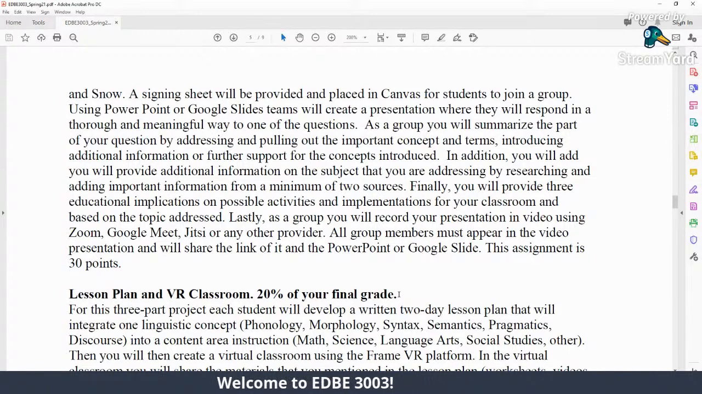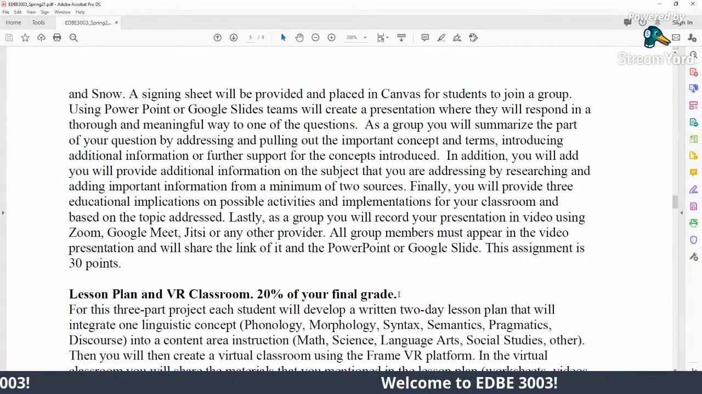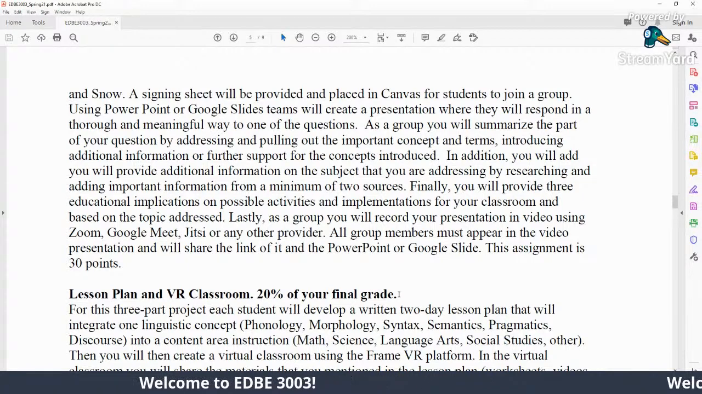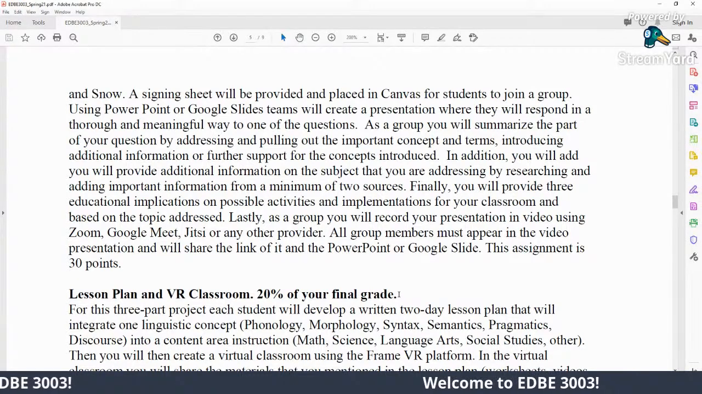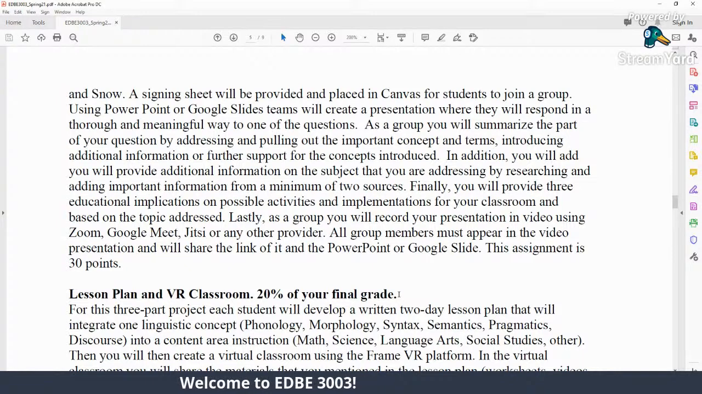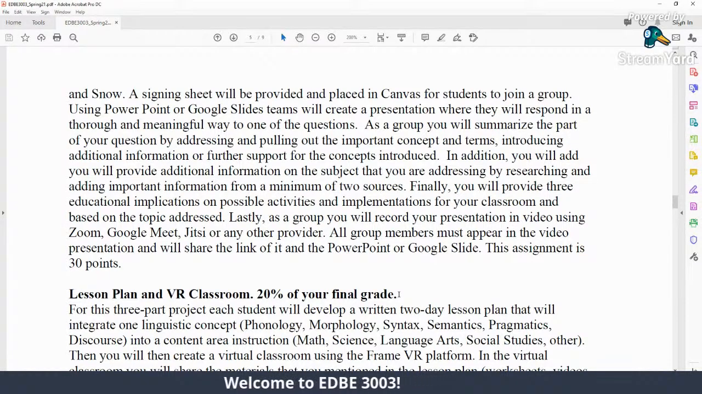As a group, you will summarize the part of your question by addressing and pulling out the important concepts and terms, introducing additional information or further support for the concept introduced. In addition, you will provide additional information on the subject that you are addressing by researching and adding important information from a minimum of 2 sources. Finally, you will provide 3 educational implications and possible activities and implementations for your classroom and based on the topic addressed.